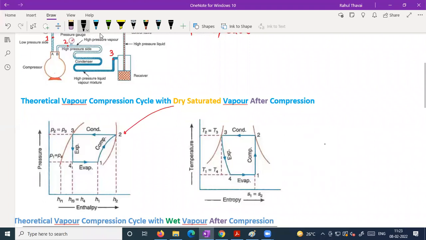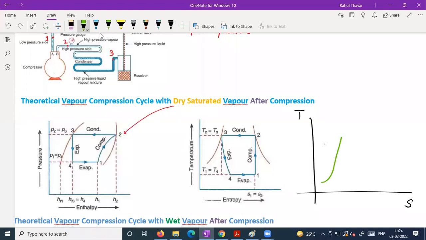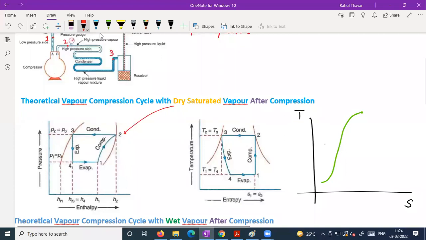Let us see the TS diagram. A TS diagram for water, let's say I need to plot. So we have a shape somewhat like this. I will show it in a different color. This is the left-hand side of the dome. Similarly, we will have a right side of the dome. So this is the right-hand part of the dome.